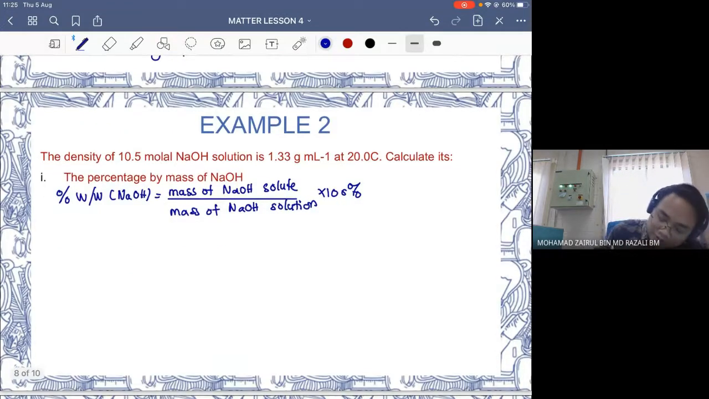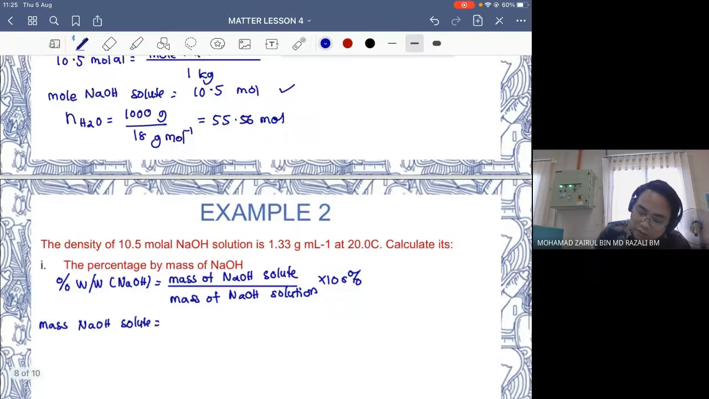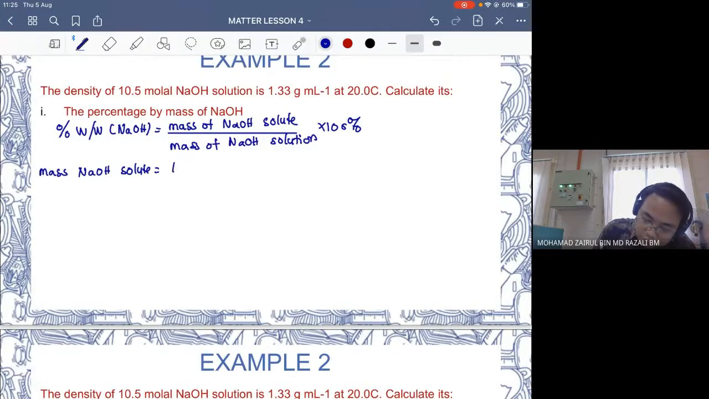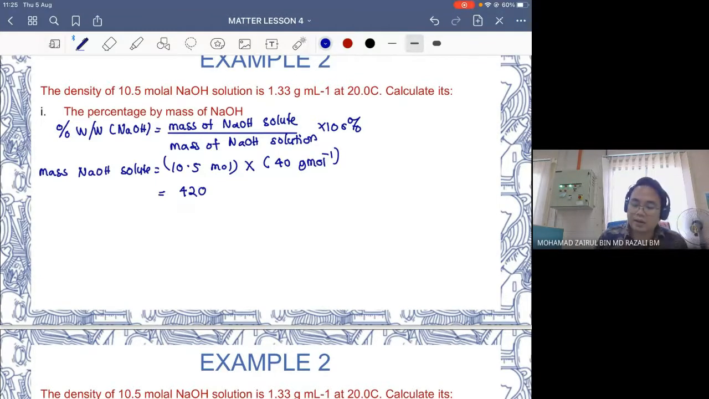Okay, so that means the mass of NaOH solute is equal to, okay, the mole is 10.5. Okay, and the molar mass of NaOH is 40 gram per mole. Okay, so the mass of NaOH solute is 420 gram.